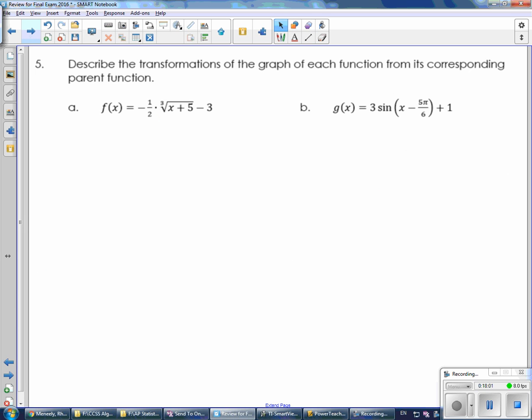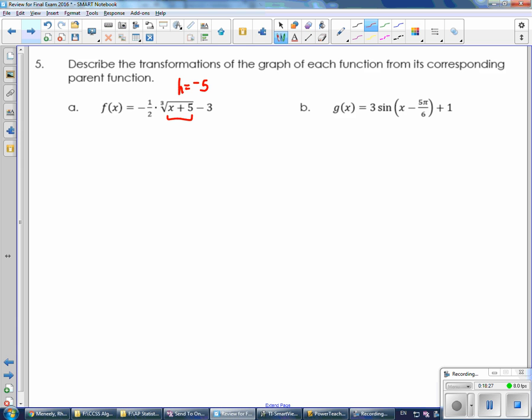Okay, and number 5, we're talking about the transformations of functions. We've been doing this all year. We have our a, our h, and our k. Let's follow the order of operations, and according to our order of operations, we'd first look at the quantity within the radical or inside the parentheses. I see an x plus 5. That 5 is going to correspond to h. In this case, my h would correspond to a negative 5 because it's always opposite.